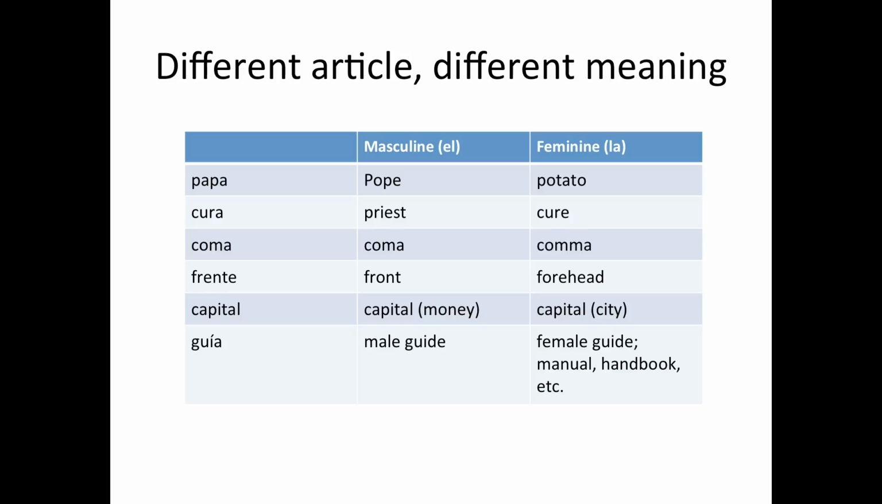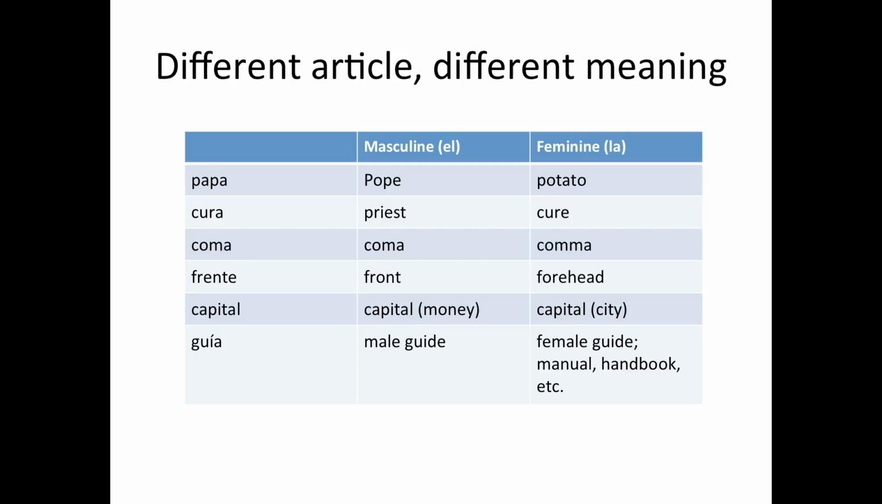So our first one is papa. El papa means the Pope. La papa means potato. So I put this one on top because it's a very common mistake. Now, it's not the end of the world, but we're working on perfecting our grammar, right? So in this one, you just want to make sure that you are able to distinguish the two words. El papa and la papa.